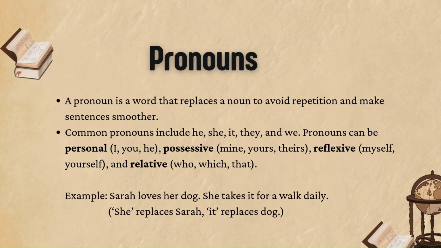Second part is pronouns. A pronoun is a word that replaces a noun to avoid repetition and make sentences smoother. Common pronouns include he, she, it, they, and we. Pronouns can be personal: I, you, he; possessive: mine, yours, theirs; reflexive: myself, yourself; and relative: who, which, that. Example, Sarah loves her dog. She takes it for a walk daily. She replaces Sarah, it replaces dog.